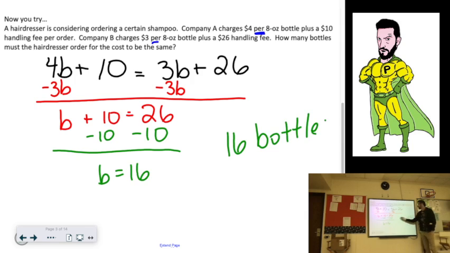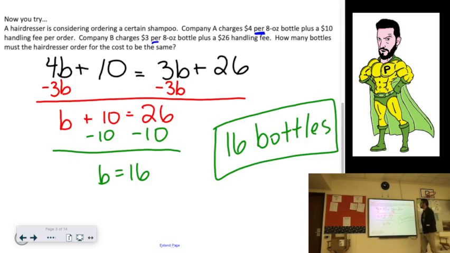So if you were to order 16 bottles of this shampoo, is that what we're getting? Yeah. The cost would be the same either way. Now, if you were to order more than 16, then you're going to want to go with the cheaper option per bottle. So you would want to go with company B if you were ordering more than 16. If you were ordering less than 16, you'd want to go with company A.